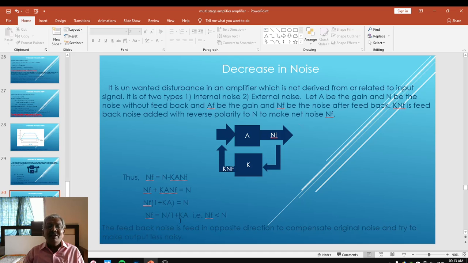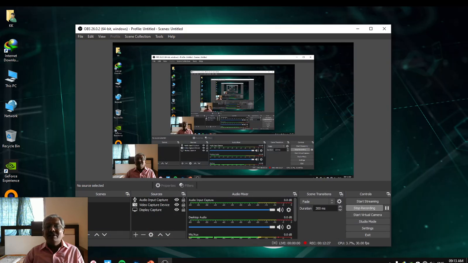Here also, KA is added to the factor 1. So the denominator is more, so NF is less. NF is less than N. That indicates that the noise after negative feedback decreases compared to the noise before feedback. Thus, we can say the feedback noise is fed in the opposite direction to compensate the original noise and try to make the output less noisy. Friends, this is how one can decrease the distortion and noise due to application of negative feedback.